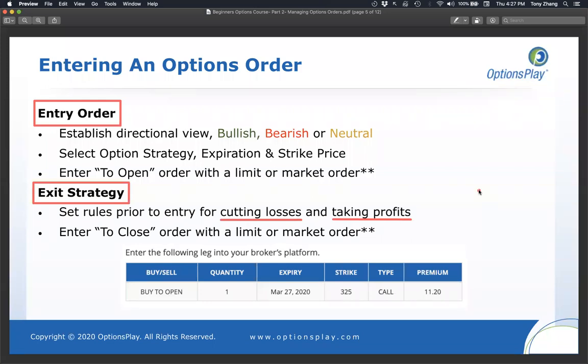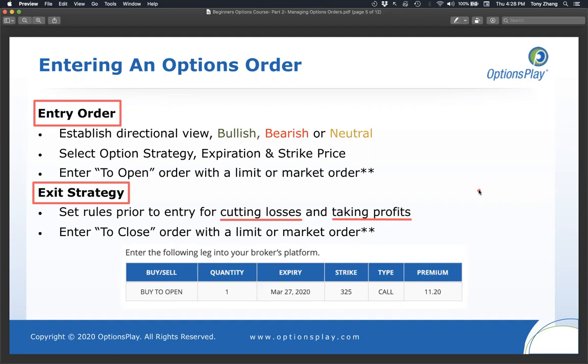So if you're buying a call option for $5, you should have rules as to when you want to cut your losses. If the option goes below $2.50 and you've lost 50%, you cut your losses, or if the option is trading at $7, $8 and you've made 40, 50, 70%, you take profit on your trade as well. Those are things you really need to have before you enter an options position, as to what those rules are.